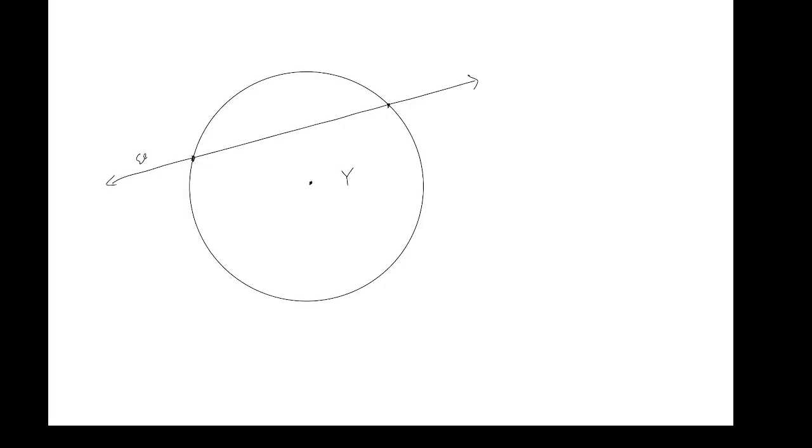At 2 points, this is what's referred to as a secant. This line is a secant mathematically. Simply put, a secant is just a line that intersects a circle, and not just in any way, but specifically at 2 points.